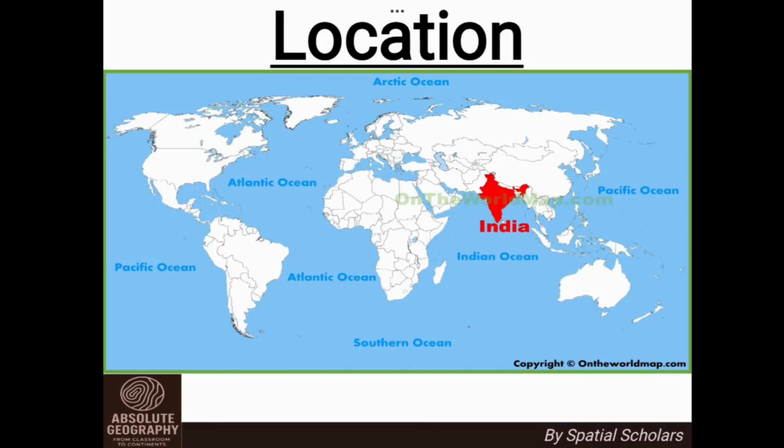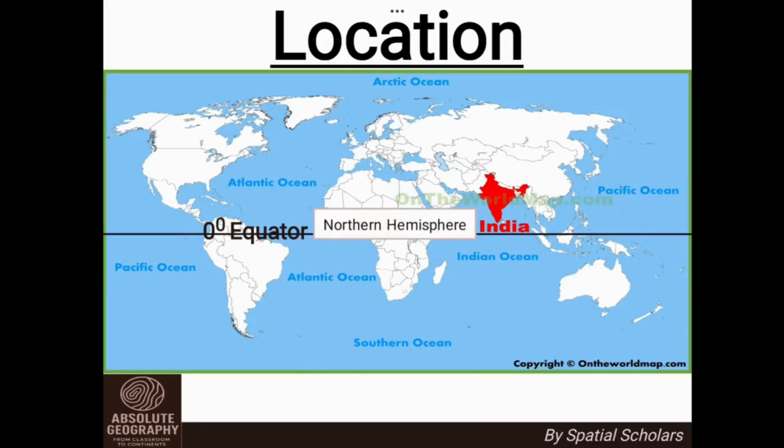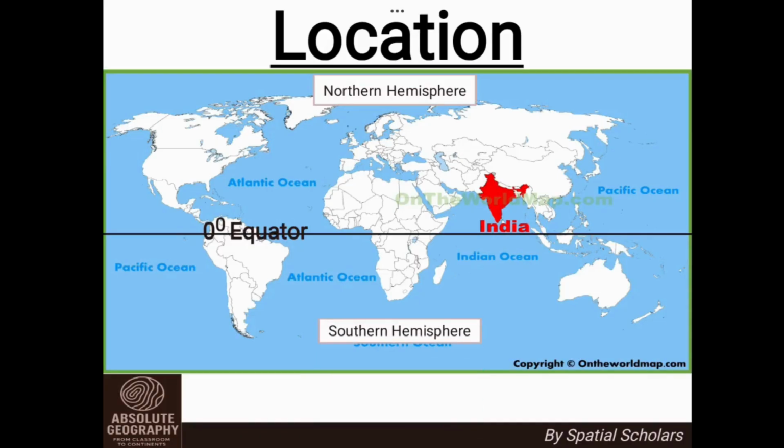This is what the world looks like on a flat surface. A very familiar picture for most of the people, I hope. The 0-degree equator is the imaginary line of latitude moving from east to west. It divides Earth into two hemispheres, the northern hemisphere and the southern hemisphere. India completely lies in the northern hemisphere.